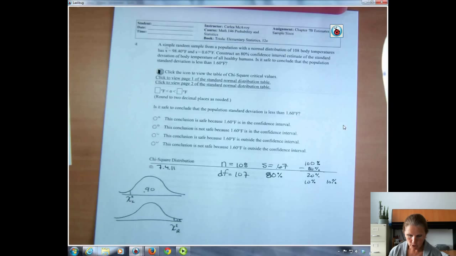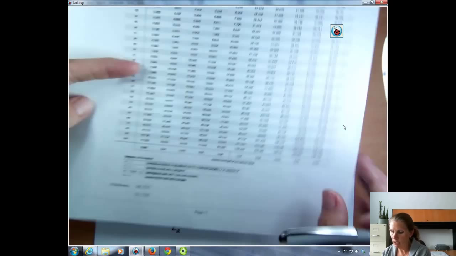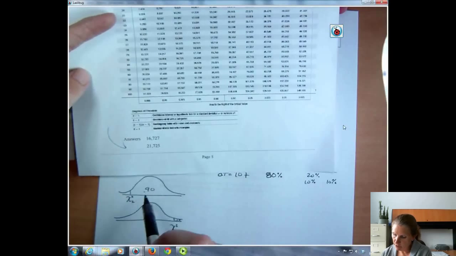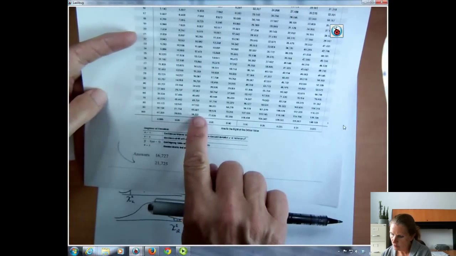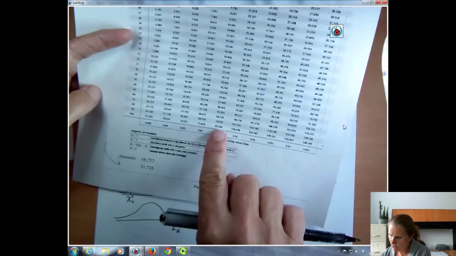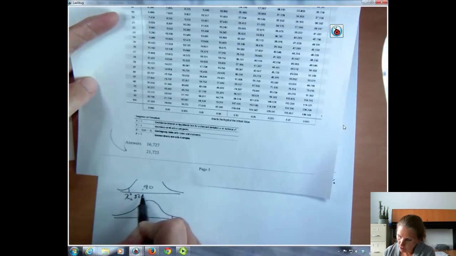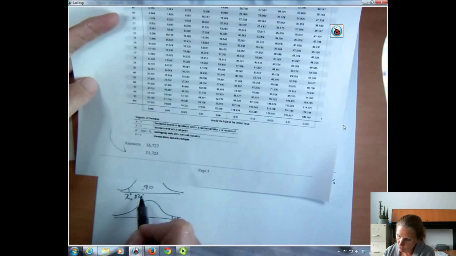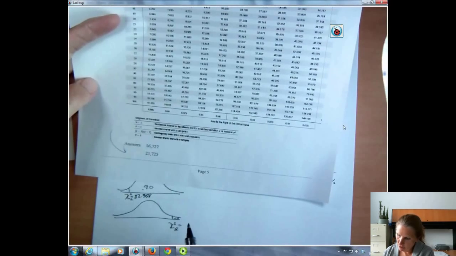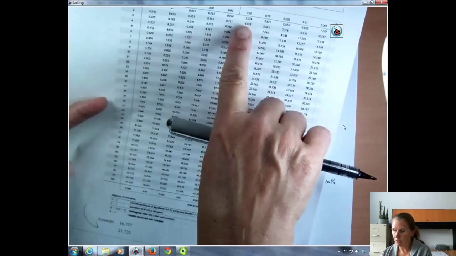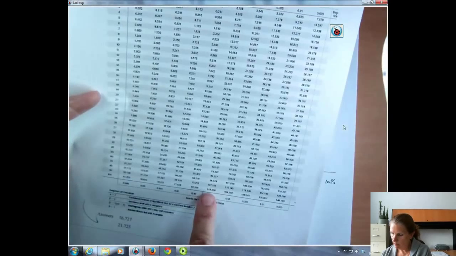All right, so just looking at our table here, we have 107 degrees of freedom. So again, I would just use 100. And then for the left, I had 0.90, which is here, 82.358. It could be that I'm reading these poorly. My eyesight actually, 82.358. And over here on the right, it's just 10%. So I would go to the 10% and then go down to 100, 118.498.